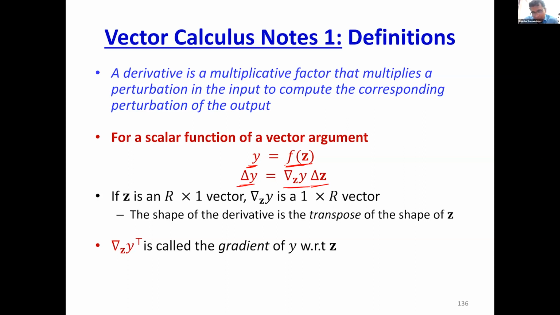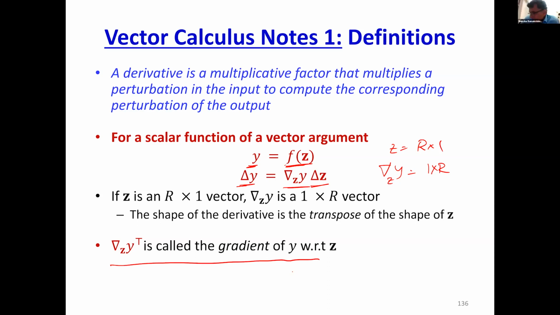Remember this, guys? And so if z is an R cross 1 vector and y is a scalar, what is the size of this derivative? It's going to be 1 cross R. Otherwise, you won't be able to multiply things. And its transpose is what we call the gradient. So far, so good, right?